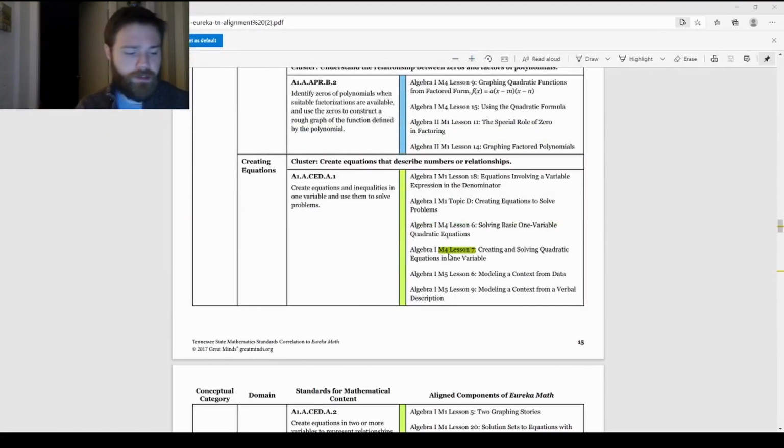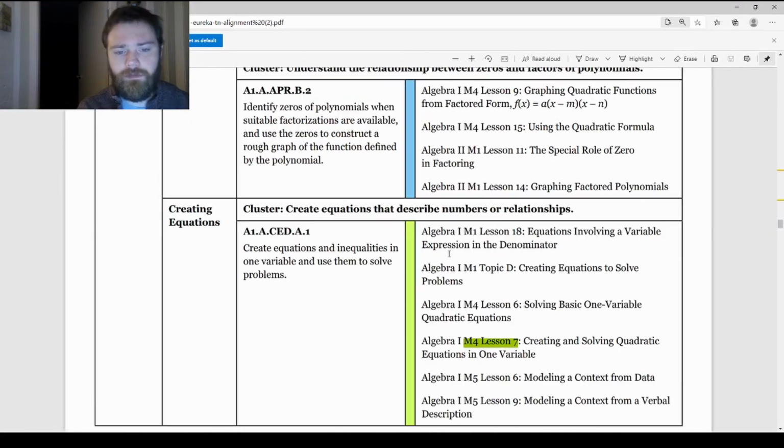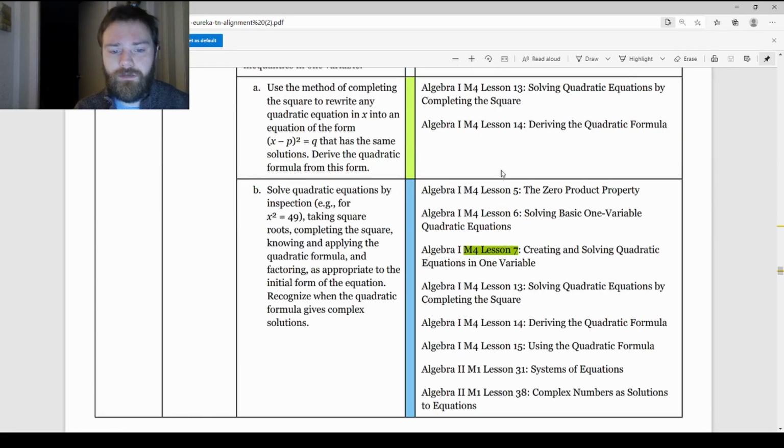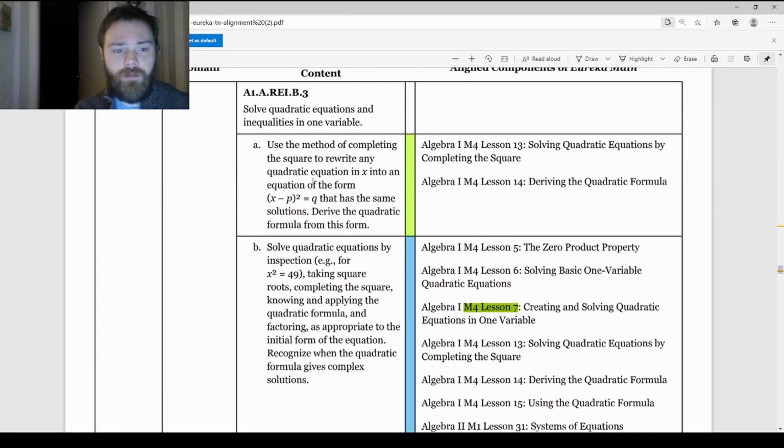So the first standard you'll see here, let me zoom in a little bit, is A1ACDA1, which is to create equations and inequalities in one variable and use them to solve problems. And then the next standard is one that we might be a little familiar with, which is solve quadratic equations and inequalities in one variable. We're going to solve quadratic equations by inspection, taking square roots, completing the square, knowing and applying the quadratic formula, and factoring. So in this particular example, they're expecting you to factor, okay?